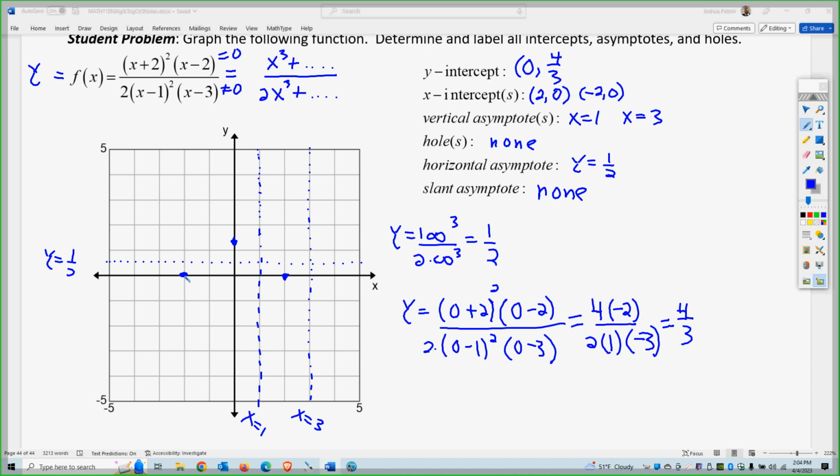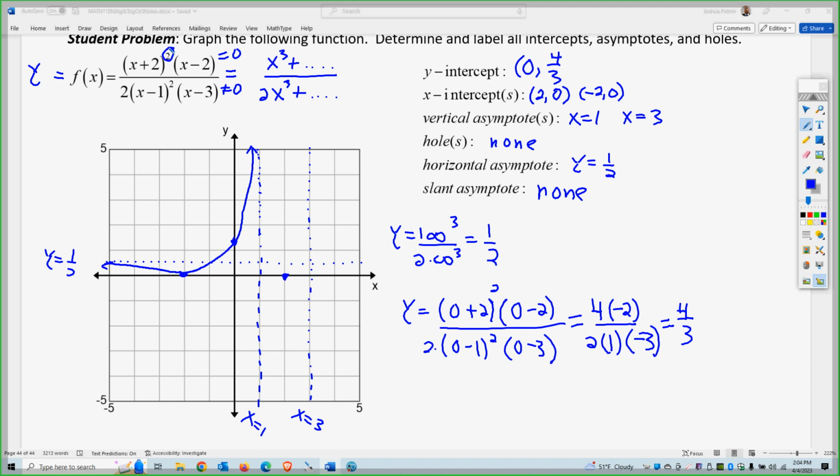Okay, so on the left-hand side, it's clear we're going to follow the vertical asymptote. It's going to come down to this coordinate here, bounce off, and then follow the horizontal asymptote. And I know it bounces off because it happens twice, an even number of times.